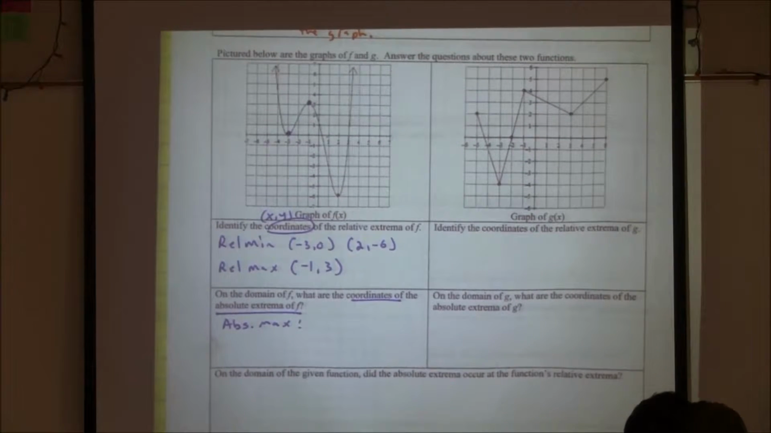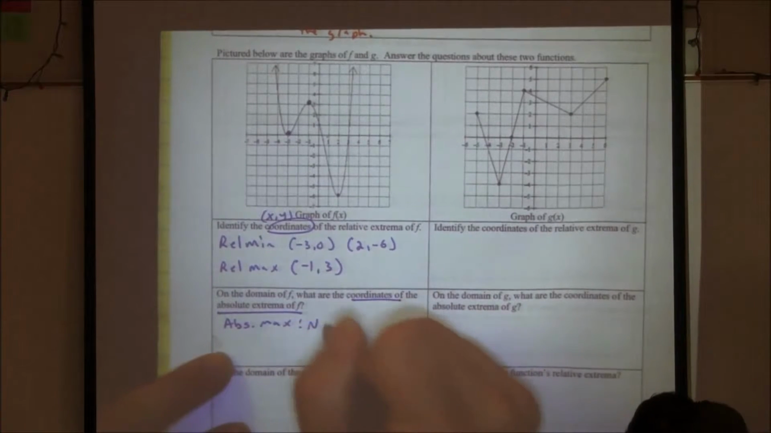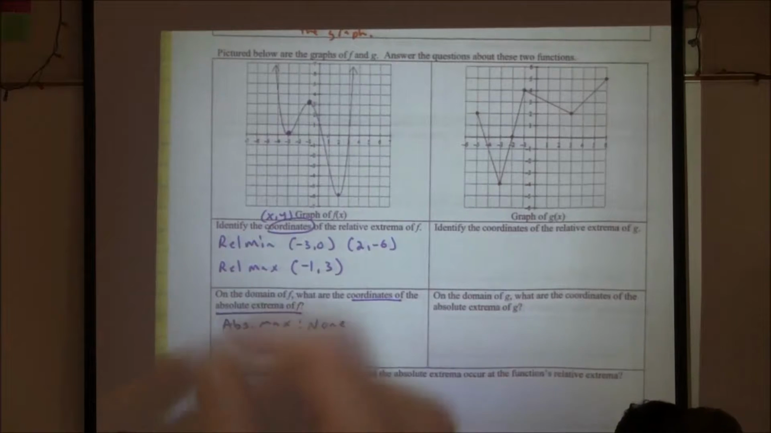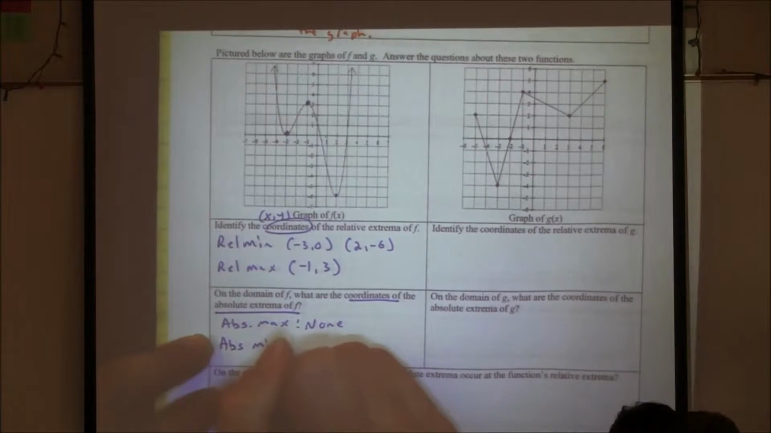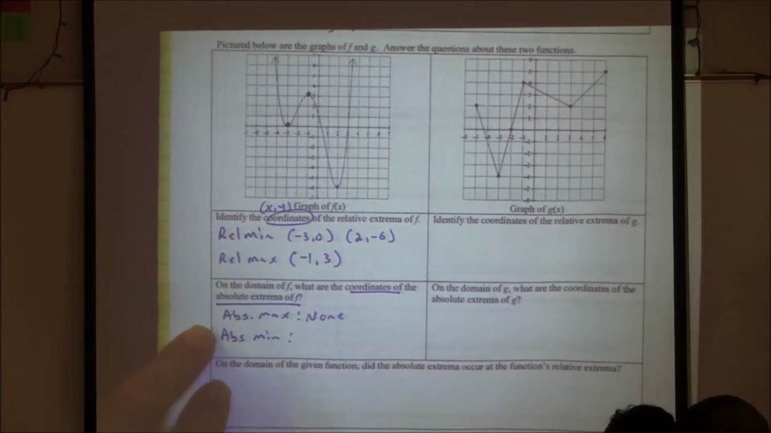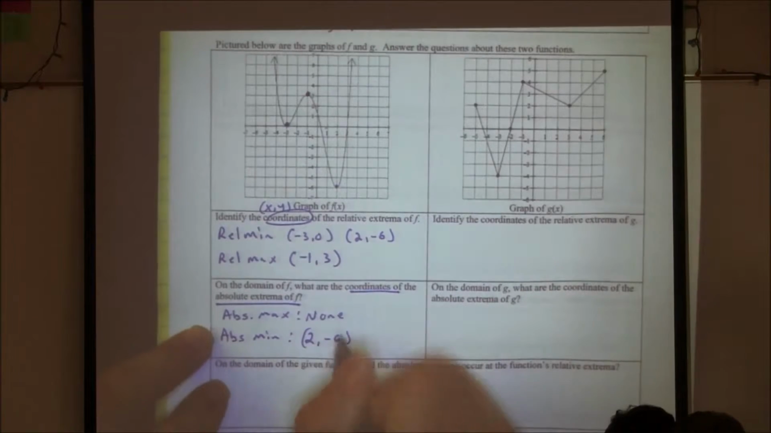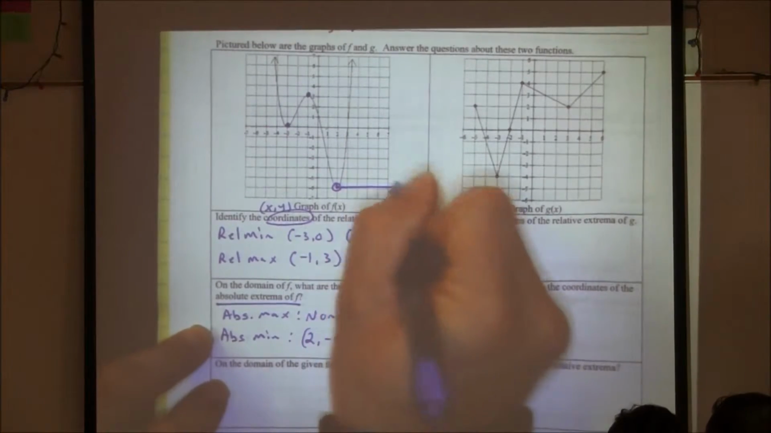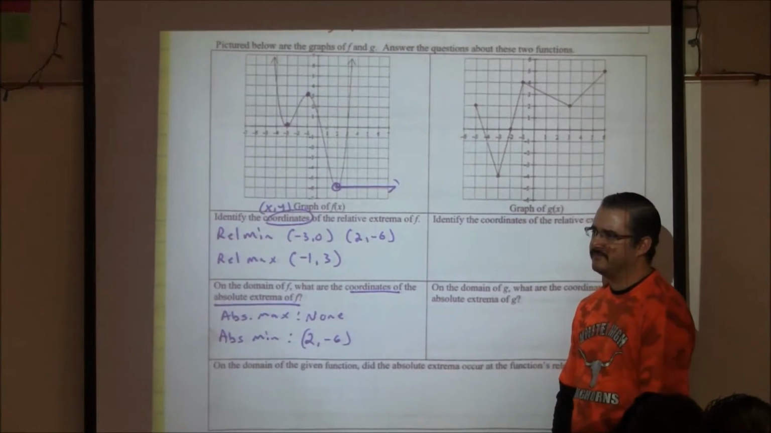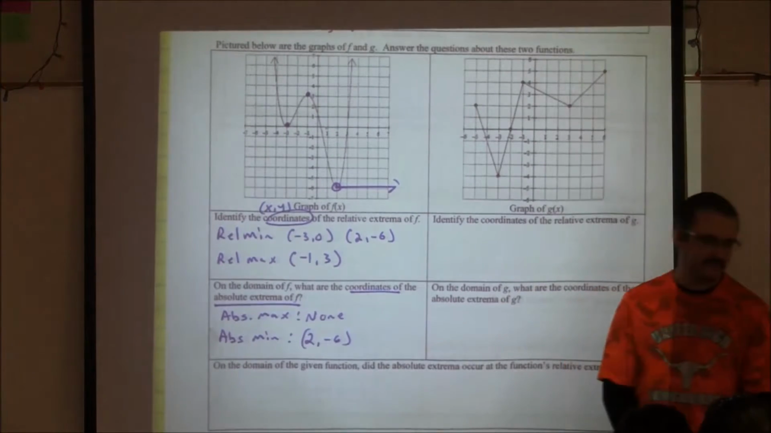Is there an absolute max? Well, it goes on forever, so is there one? No. Because once you think, oh, this is it, just kidding, and there's more, right? Cool? How about the absolute min? Is there an absolute minimum? Where would that occur? (2, -6). This is the lowest of the lowest point on the graph. Nothing lower than that. Super easy? Kindergarten stuff?